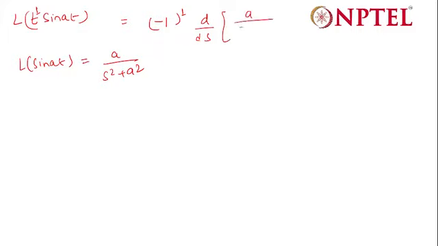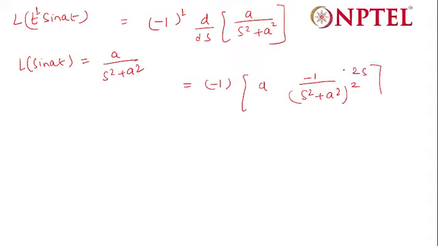Okay, ma'am. So when it is multiplication by t to the power n, what you have to do is differentiate the Laplace transform of the function. So the Laplace transform of sine at will be a divided by s square plus a square. Here it is t to the power n, so you have to write minus 1 to the power 1 d/ds of a divided by s square plus a square. Okay, it will be minus 1, a will be outside, minus 1 over s square plus a square whole square multiplied by 2s. So your answer will be 2as divided by s square plus a square to the power 2.